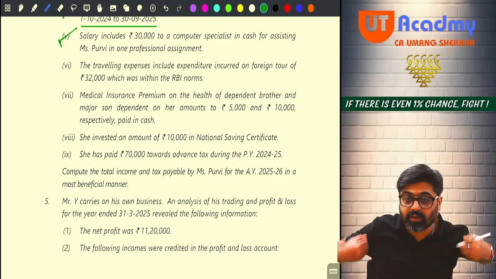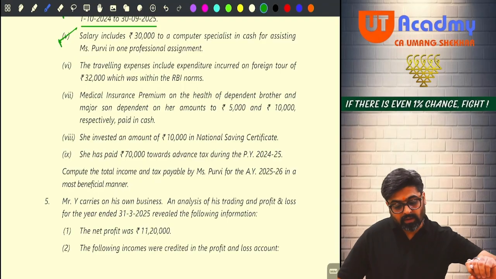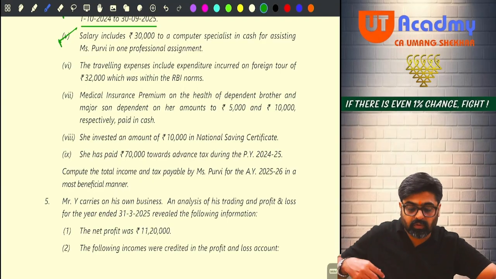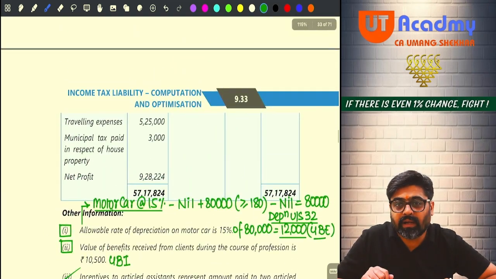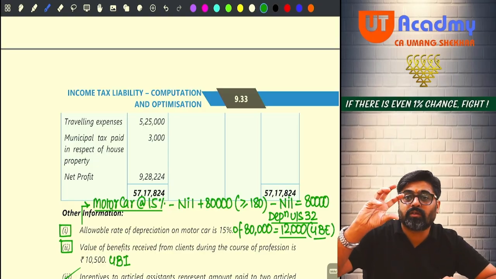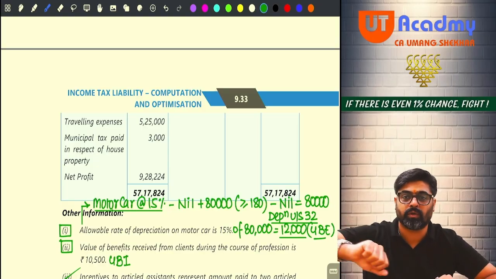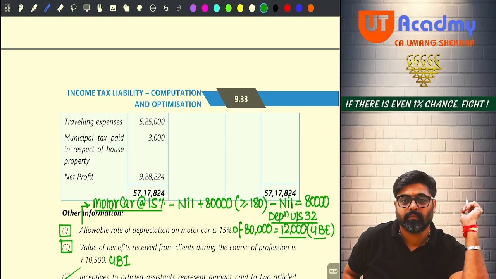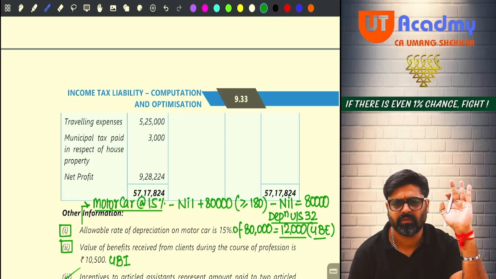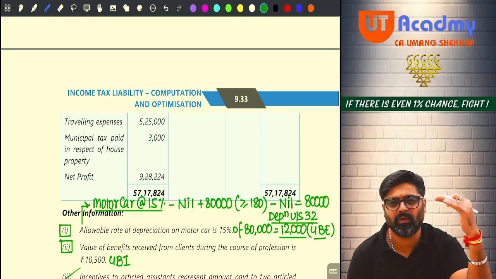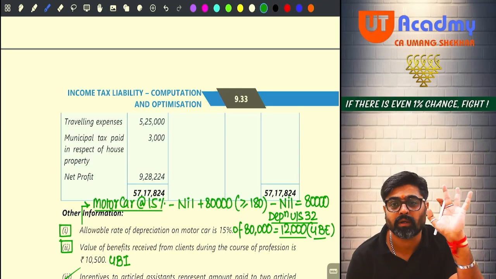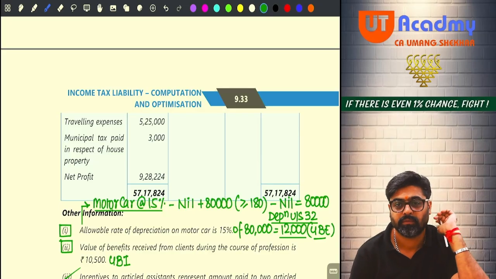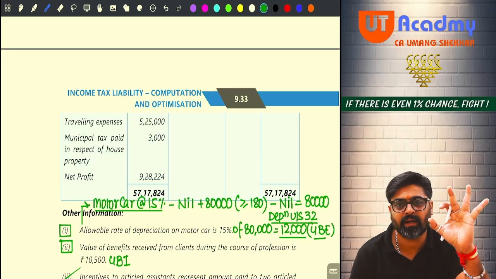Traveling expenses include expenditure incurred on foreign tour 32,000, which was within RBI norms. Can you see the traveling expense above? 5,25,000. In this traveling expense, 32,000 is for foreign tour, and which is within RBI norms. Whether it is in RBI norms or not, I don't care. Tell me that 32,000 is for what? It is for foreign tour. Is it a business related expense?